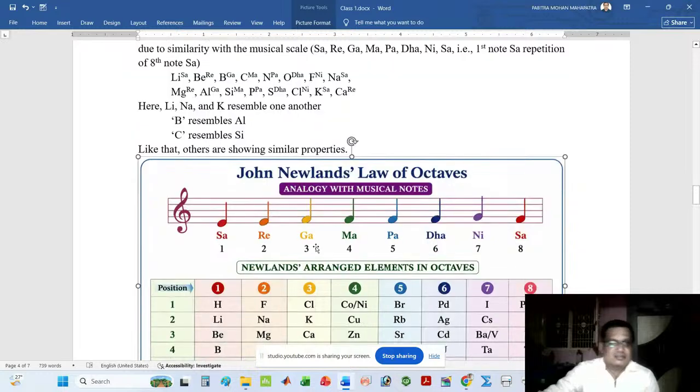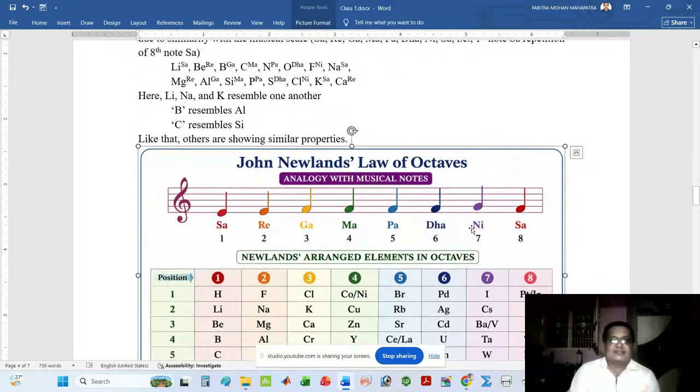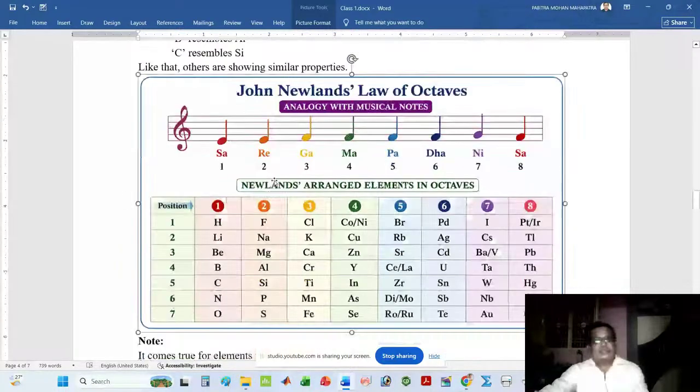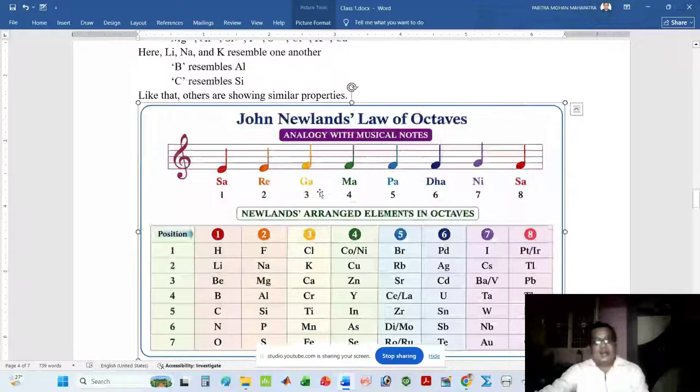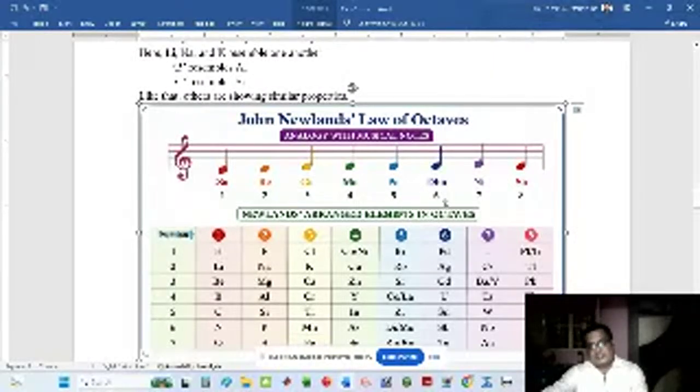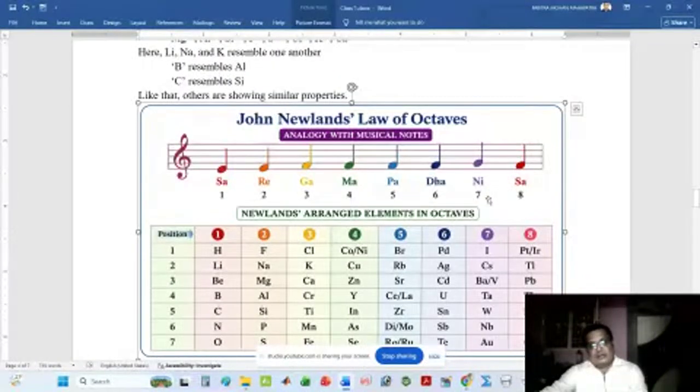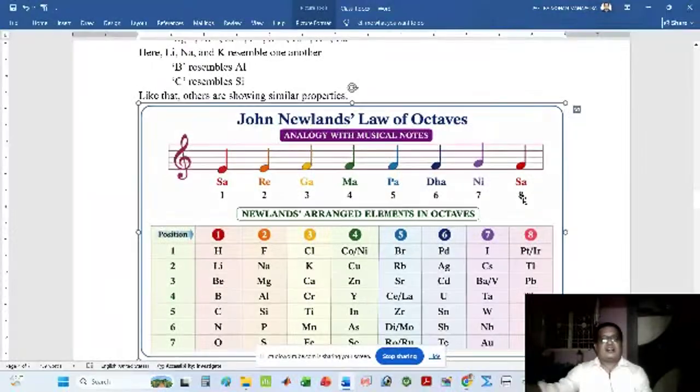This is your song symbol. This is guitar. You can think about anything. Musical notes: first note is sa, second note is re, third note is ga, fifth note is pa, sixth note is dha, seventh note is ni, and eighth note is sa. Actually this is the other scale. This is the first note of the second scale.